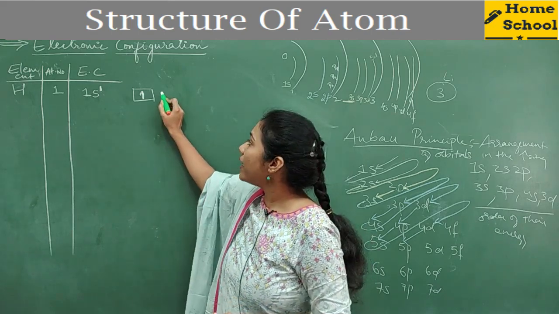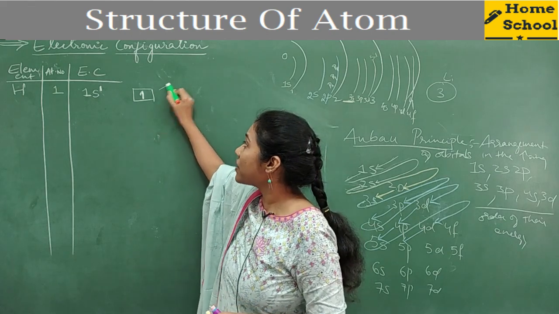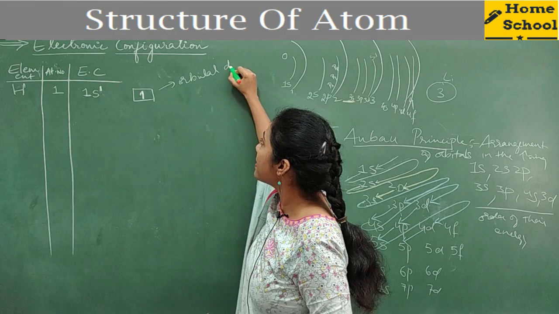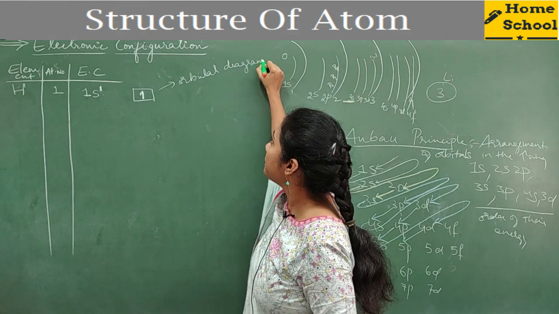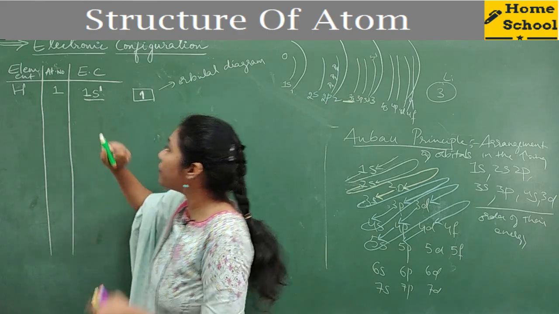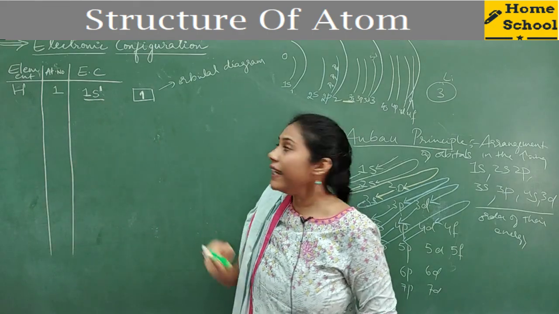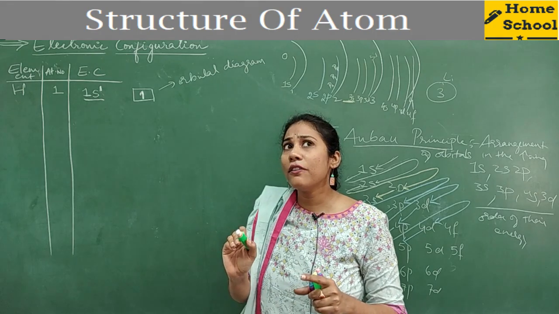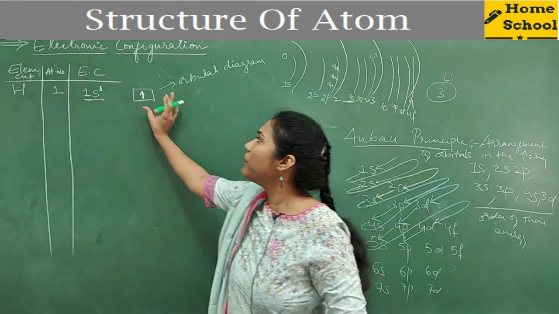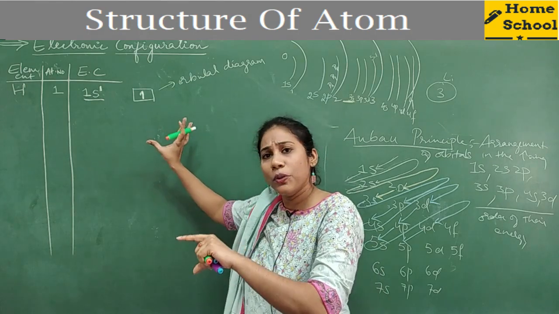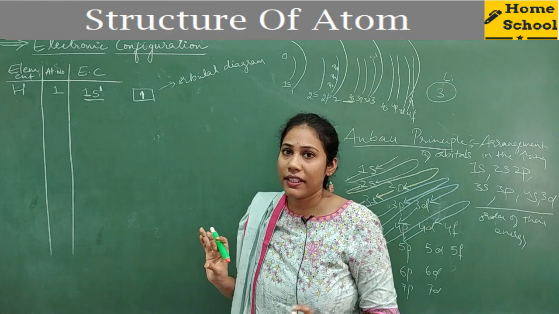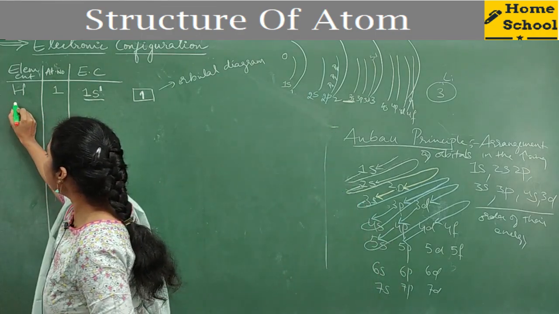This way of writing electronic configuration is called an orbital diagram. What do we call it? Orbital diagram. But normally we will only use the other way of electronic configuration. This can be used when you study some deeper aspects, then we will be using this. But try to understand this way of electronic configuration also. Clear? Fine.